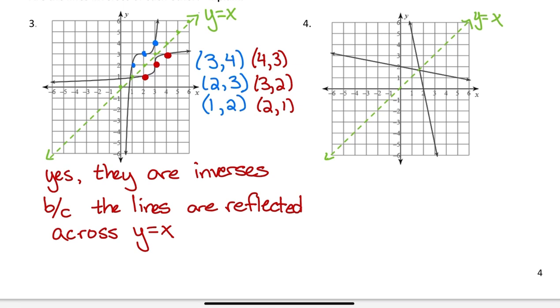So I'll use 1 point over at (-5, 3). And then another point at (0, 2). And we'll use one more point over at (5, 1).